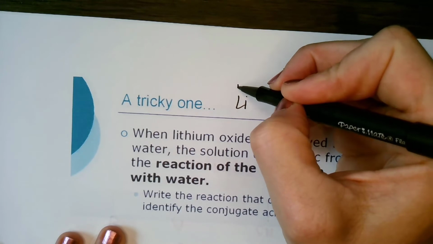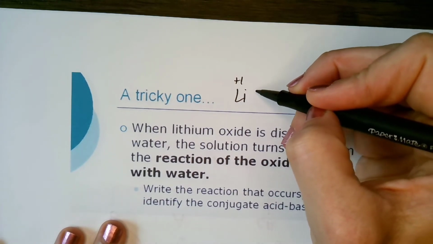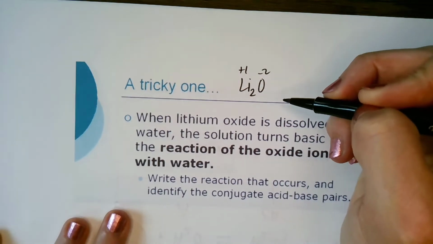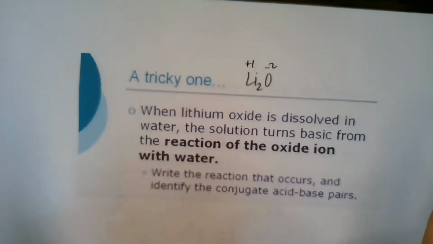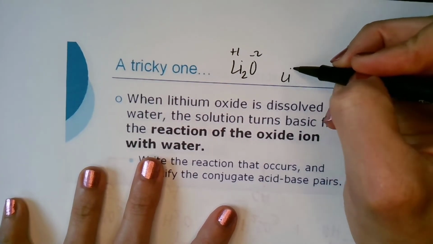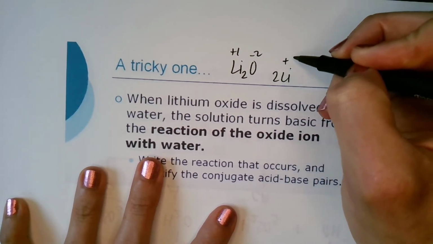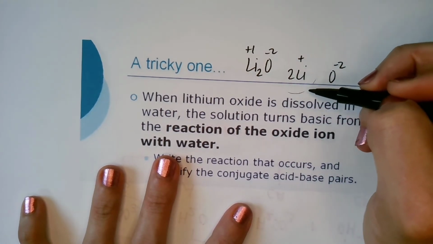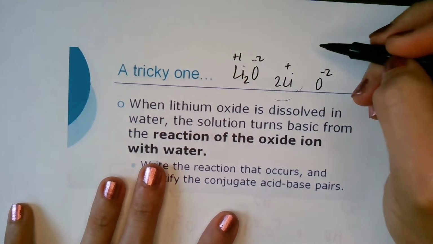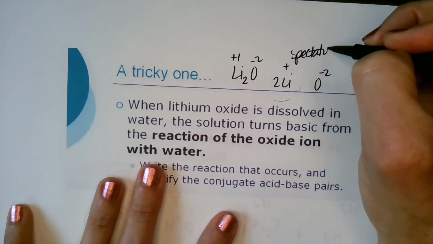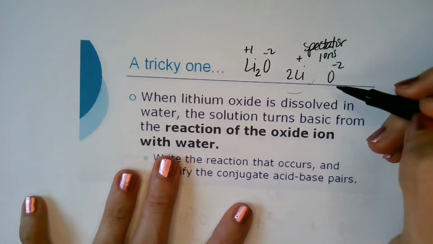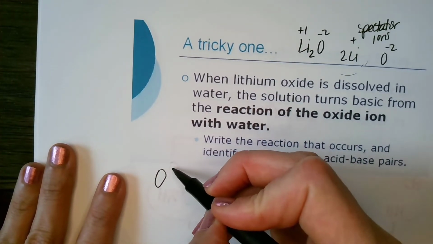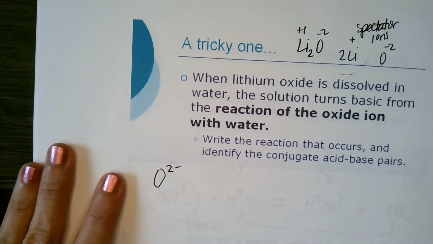Here's a tricky one. So lithium oxide is dissolved in water. If we think back, lithium we know is an alkali metal, and oxygen is -2, so we're going to have Li2O. And we know when it's dissolved in water, it's going to separate into those ions. So we'll have 2 Li+ and O2- ions. And we know that these Li+ are just going to be spectator ions, so we're just going to disregard the actual lithium part. So let's just take this oxide down here.